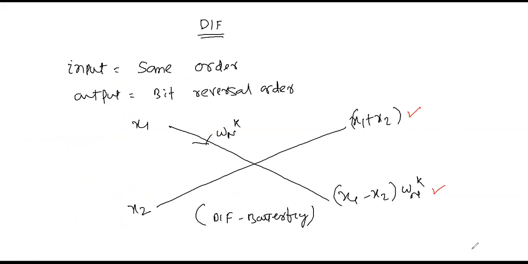That is a DIT, yes or no? In case of DIT, what do we get? x1 plus omega n k x2, and this is x1 minus omega n k x2. Yes or no? That is for DIT, and this is for DIF. Don't confuse. Clear? Yes or no?